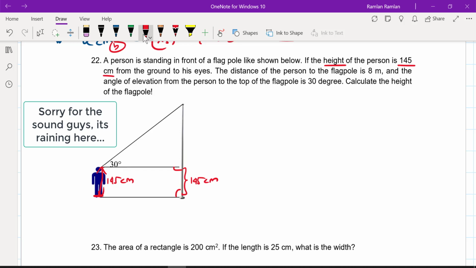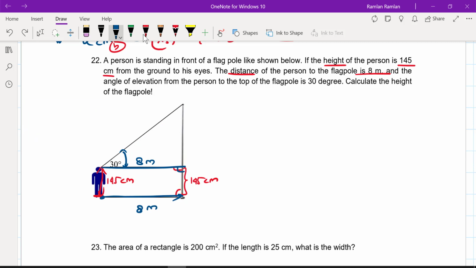The next one is the distance of the person to the flagpole, which is 8 meters. So we can take a point from the bottom here to here. That'll be 8. And because we know this is a rectangle, this side over here is also going to be 8 meters. Now, the angle of elevation from the person to the top of the flagpole is 30 degrees. So the angle made from here is going to be 30 degrees from this line. Here we can conclude that this is 90 degrees, so this is also going to be 90 degrees.